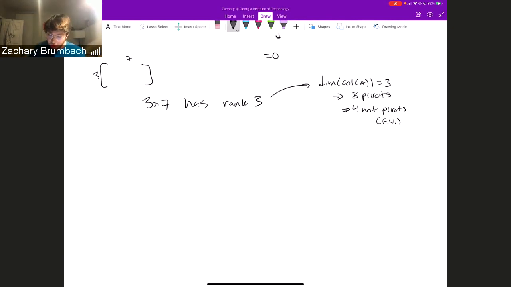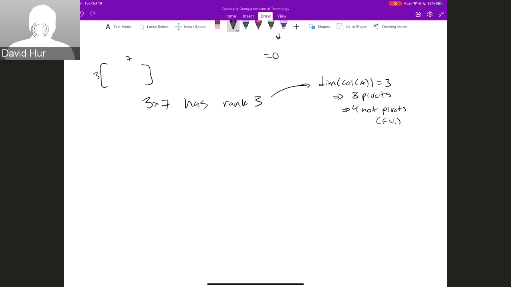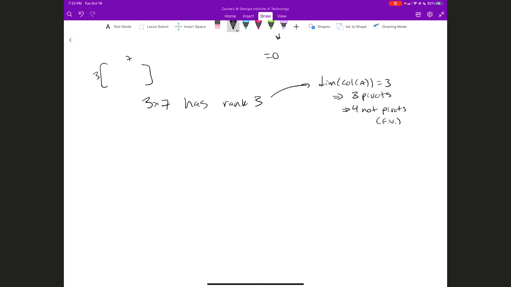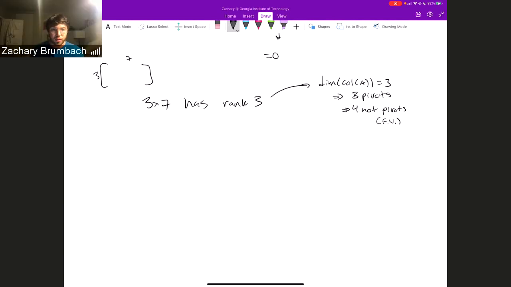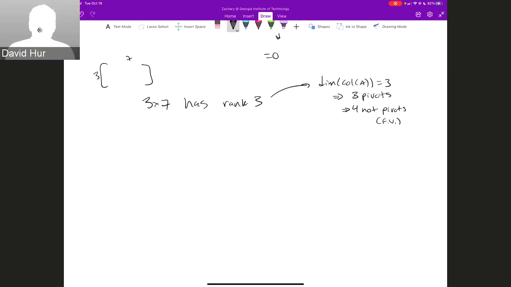Wait, and so column space was what again? Column space is equal to the span of the columns of A. So whatever the dimension of your column space is, that's your range. Okay.